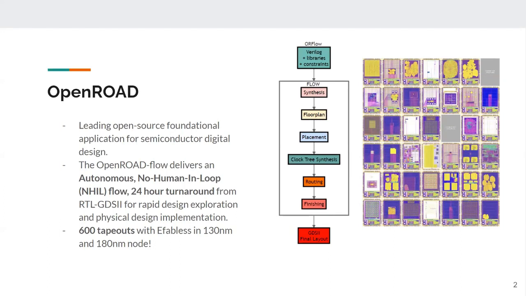OpenROAD is a leading open source foundational application for semiconductor digital design. It has full support for no human in the loop flow from RTL, meaning Verilog circuits, all the way to GDSII, which are manufacturable design formats used by foundries.